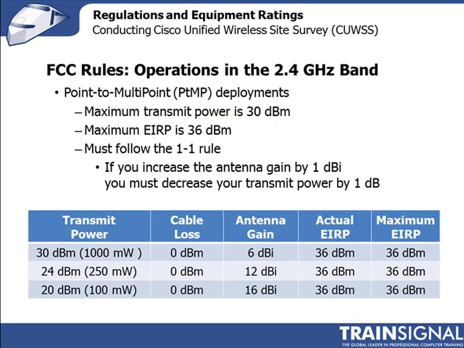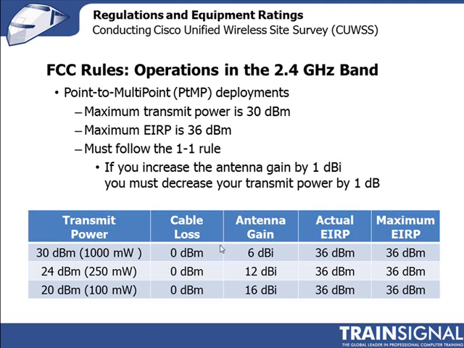So I want to use the regulations in the United States as an example of what these regulations look like. And again, you have to look at the regulations within your specific country when you're deploying your wireless LAN. Here I'm looking at the operations in the 2.4 gigahertz band, and here I'm looking at the point-to-multipoint. So this is from one access point to many clients. And you'll notice here that the maximum transmit power is 30 dBm and the maximum EIRP is 36 dBm.